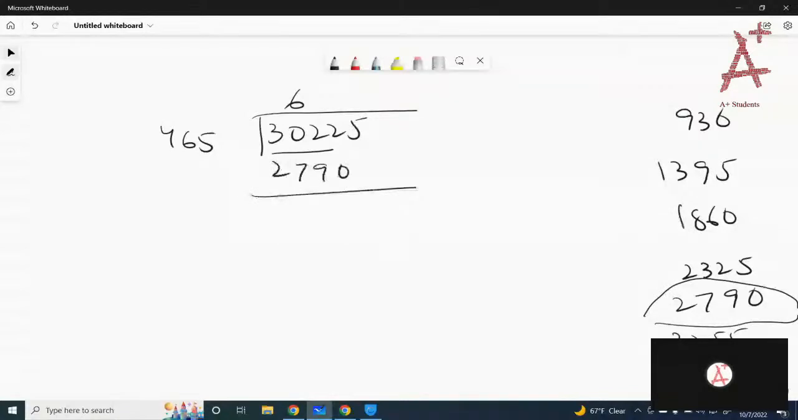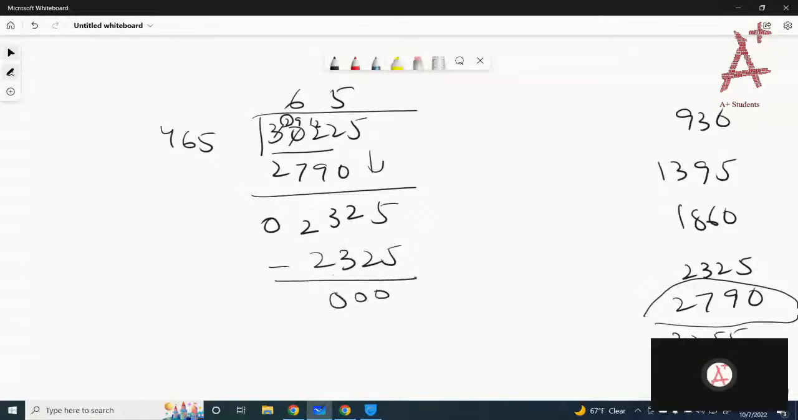Got it? Just subtract them. 2 subtract 0 is 2, so you have to borrow 1 from here. It would be 9 and it would be 12. So 12 subtract 9 is 3. 9 subtract 7 is 2. And 2 subtract 2 is 0. Now just bring the next digit down. So it would be 2325. 465 times 5 is 2325. Got it? Select the correct option and click on the OK button.